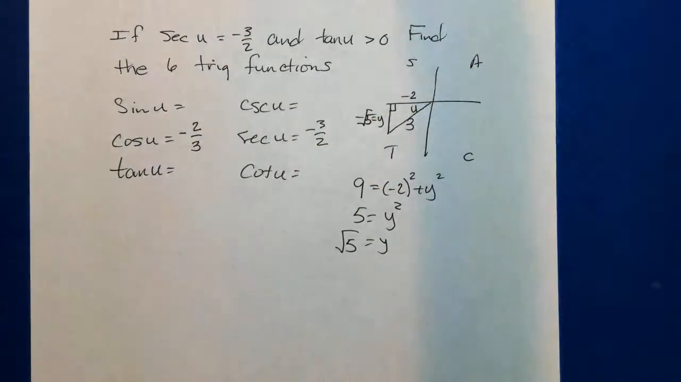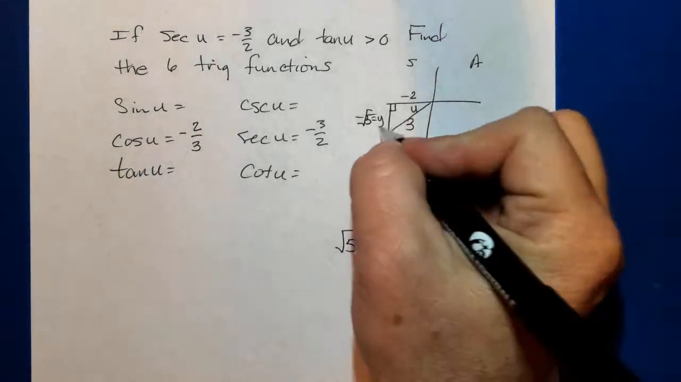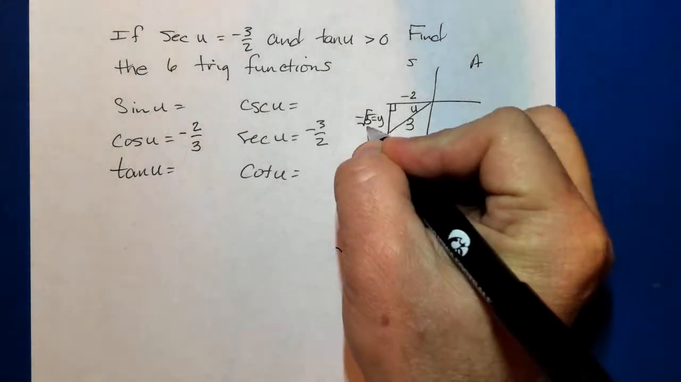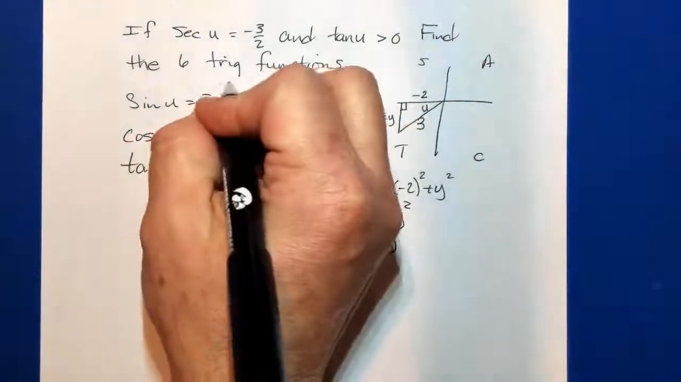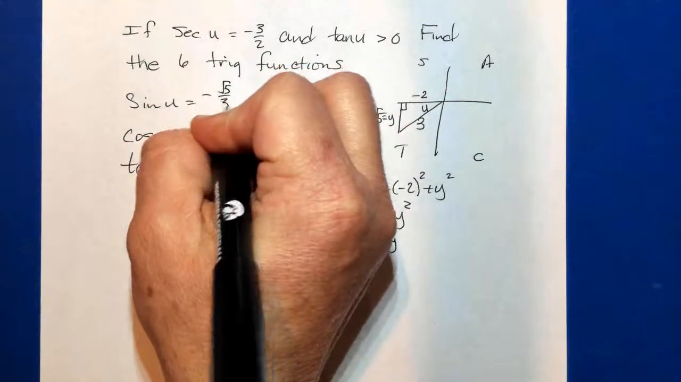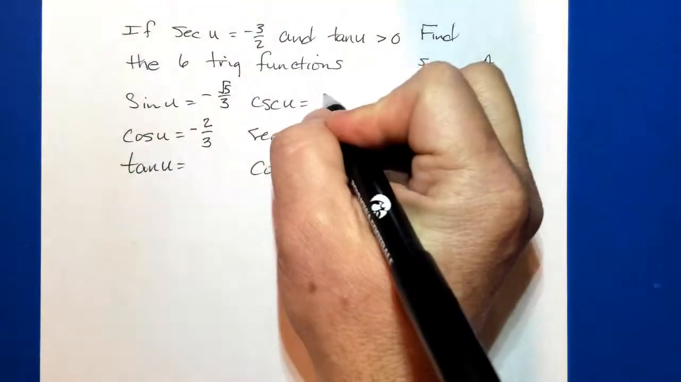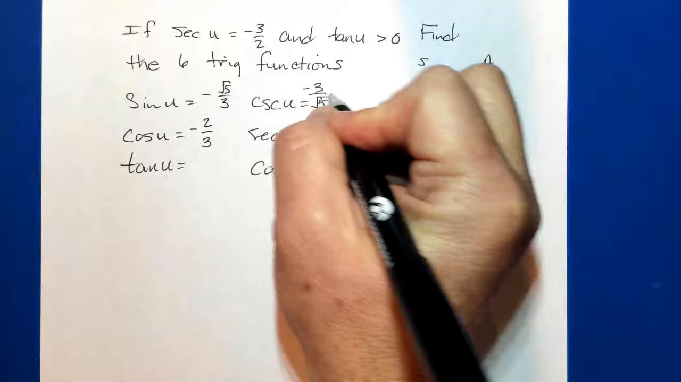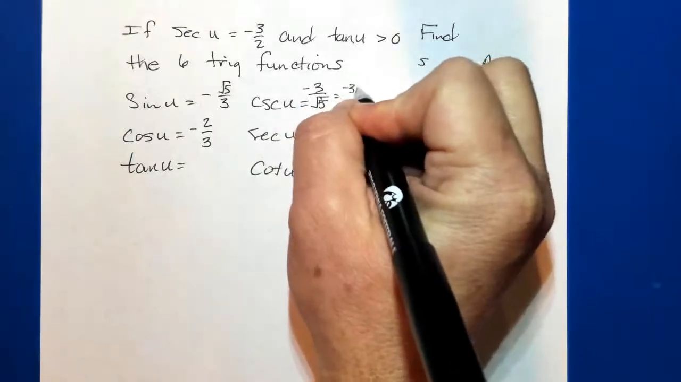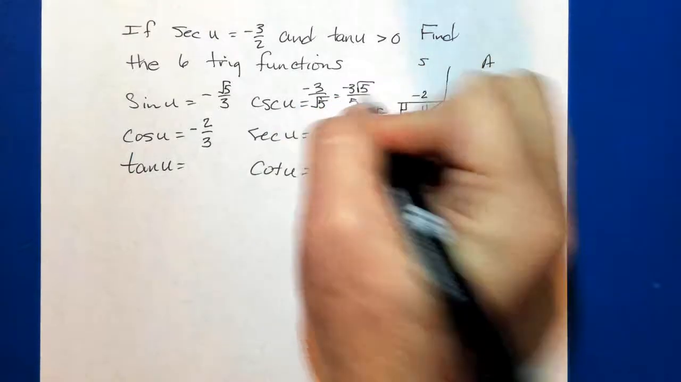Okay, so now we can finish the problem out. So the sine, of course, is the ratio of the opposite over the hypotenuse, which gives us negative radical 5 over 3. The reciprocal, of course, is negative 3 over radical 5, which we need to rationalize, giving us negative 3 radical 5 over 5.